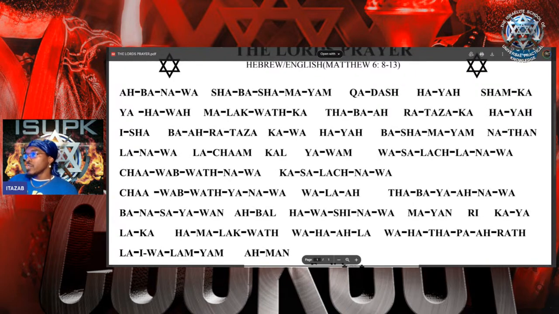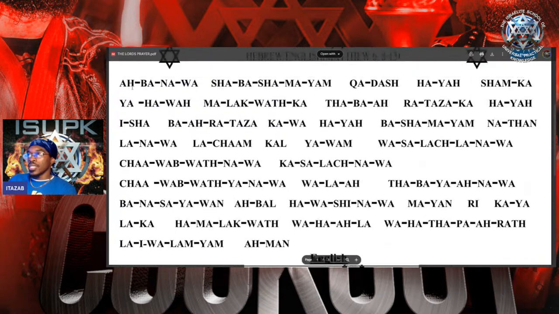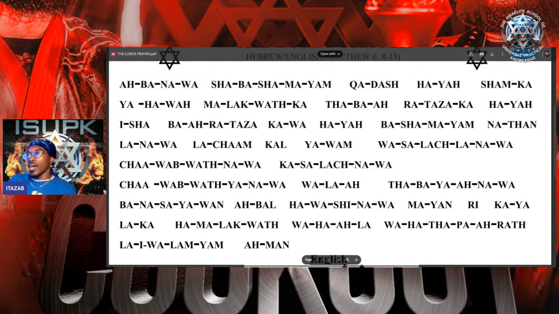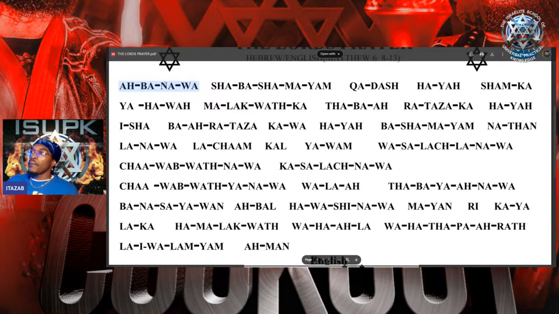Okay. So first we have the word Abanawa. Abanawa. Right. So let's break this word down. It consists of two things. It consists of the root word, which is Abba, and Nawa, which is a preposition. I'm sorry, which is a possessive pronoun. The Nawa means our. So Abba Nawa translates to our Father.